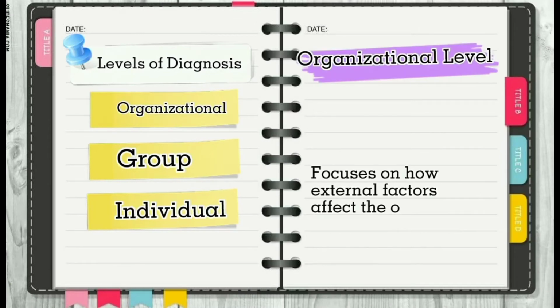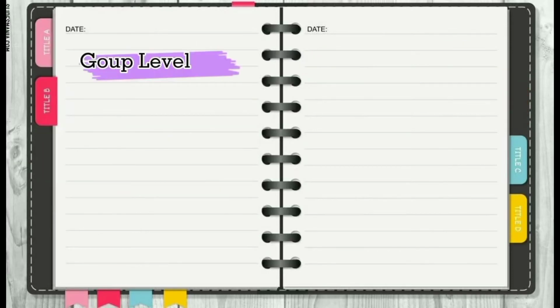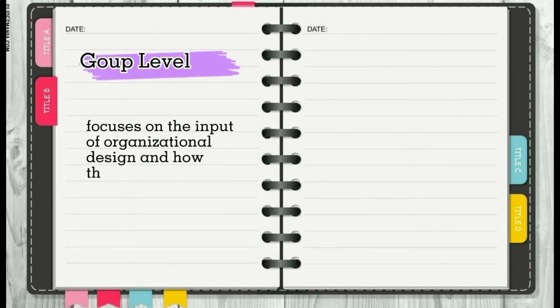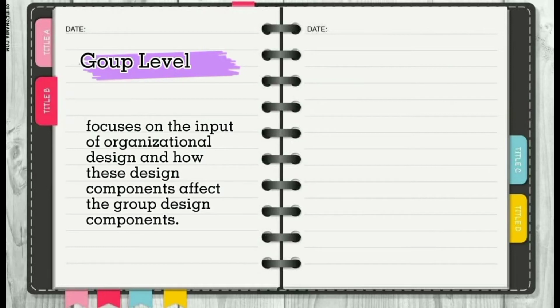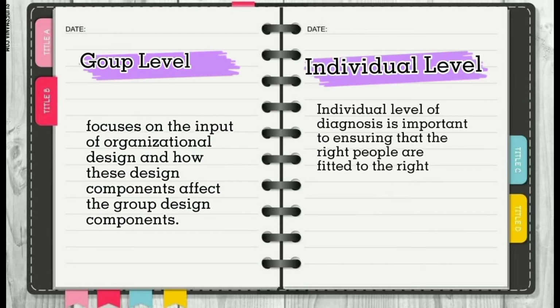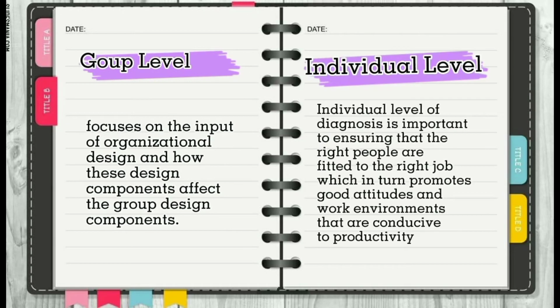Levels of diagnosis. Organizational level focuses on how external factors affect the organization's key processes. Group level focuses on the input of organizational design and how these design components affect the group design components. Individual level ensures that the right people are fitted to the right job, which in turn promotes good attitudes and work environments that are conducive to productivity.